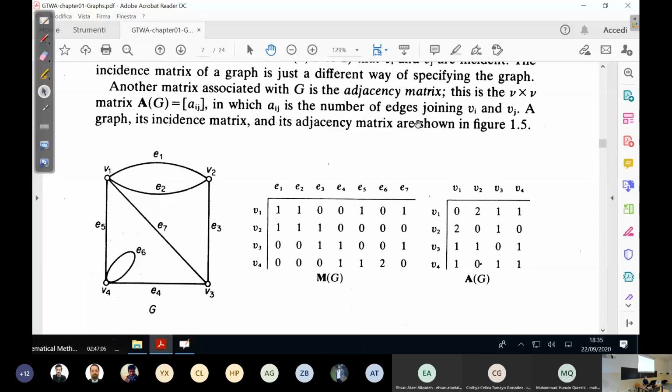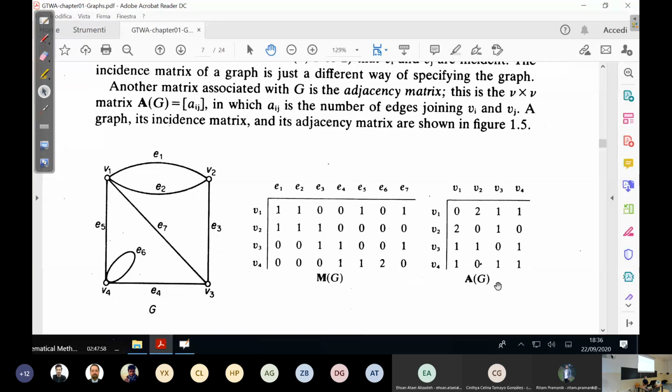A_ij is the number of edges joining Vi and Vj. So, how many edges join V1 to V1? None, because there is no loop on V1. How many edges join V1 and V3? There is just edge E7, and so we find one. But if we take V1 and V2, we find two multiple edges, and so we have a 2 here. And so on and so forth. Look, this is bigger and actually has more information than this.